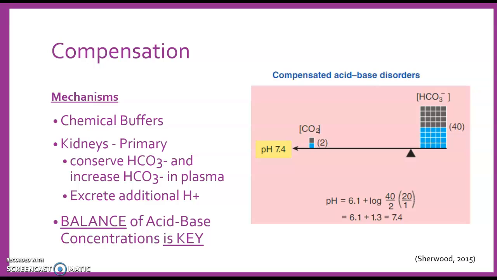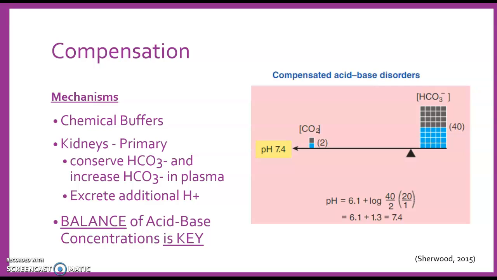So in our compensation diagram here, we see we have doubled our bicarbonate by conserving it, or adding it to the blood plasma. And so now we have this ratio of 40:2, which reduces to 20:1, which is what our normal concentration ratio would be.